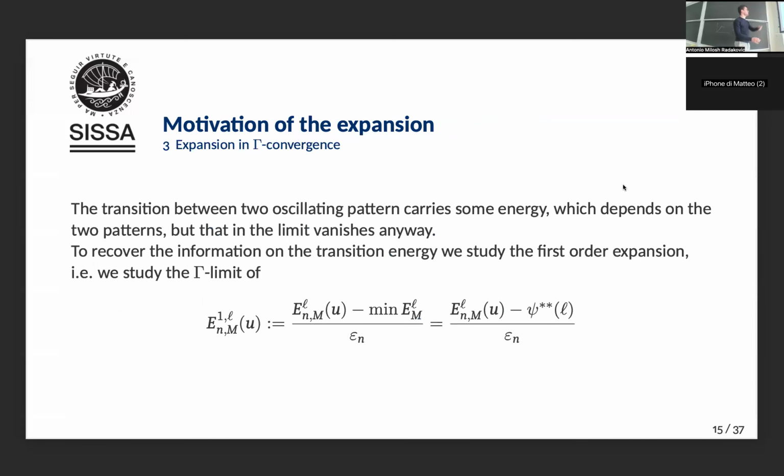Okay, and this is what I was saying. The part concerning the transition is vanishing at the limit, so we need some further analysis through the study of first order expansion and gamma convergence. What does it mean? It means that we are going to study the gamma limit of another functional, defined as the previous discrete functional minus the minimum of the limit energy, everything scaled by epsilon m. And as we were saying before, the minimum of the limit energy is nothing less than psi-star-star of L.